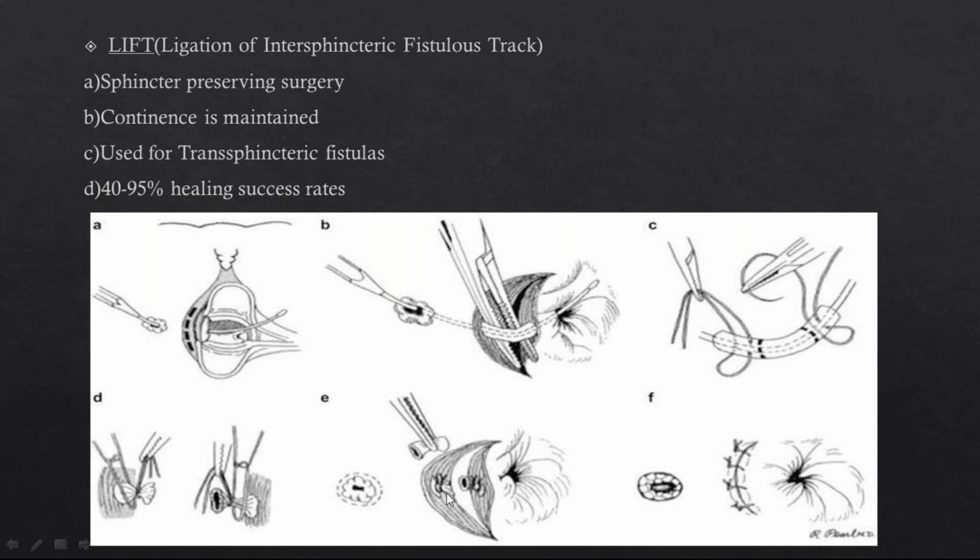After removal, this is the final picture. They have two openings, internal and external. This outer part needs to be drained. You put some hydrogen peroxide, put a scoop inside from the external opening, and curette all the granulation tissue. This is one procedure, and the main advantage is that it is sphincter preserving. As it goes between the sphincters, you are not damaging or cutting them, so continence is maintained. It is usually used for transsphincteric fistula, and the healing rate is 40 to 95%.